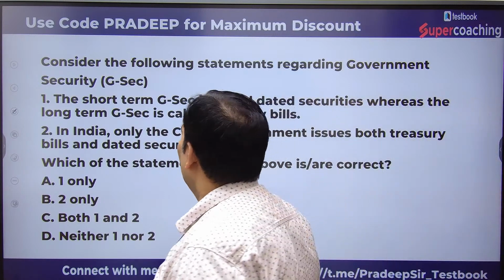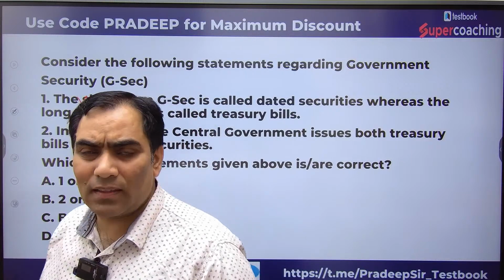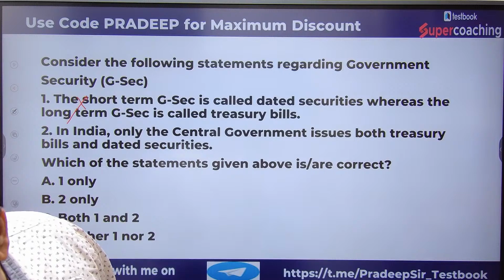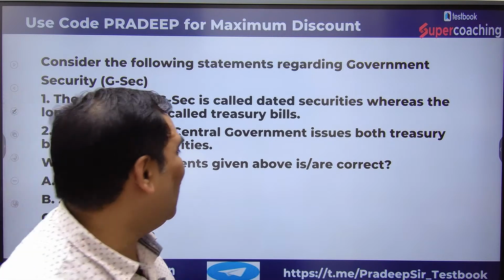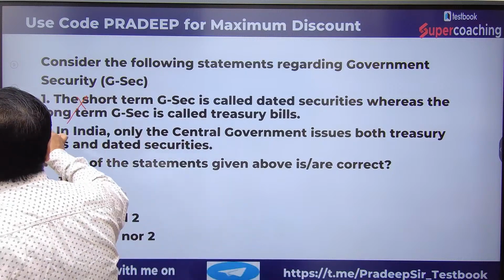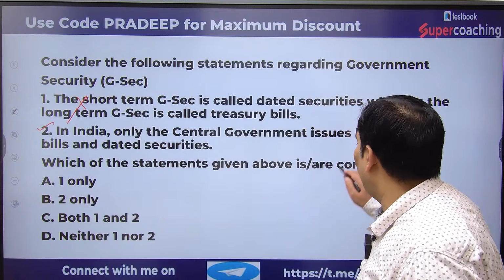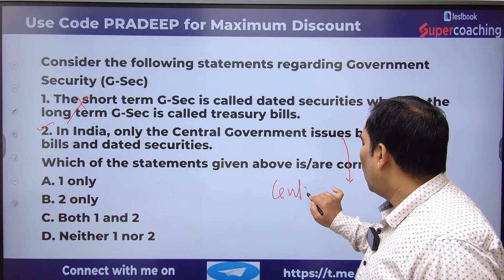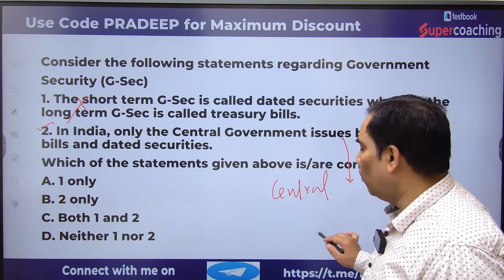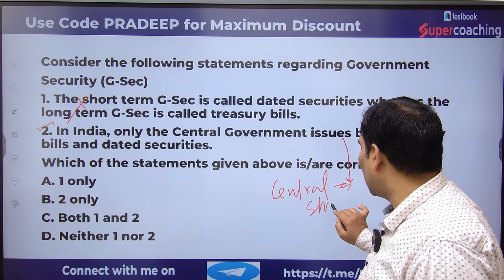Nobody. The first statement is wrong. Let me explain it. The first statement is wrong, and the second statement is correct. It is only the central government that can issue both kinds of security, short-term security as well as long-term security.